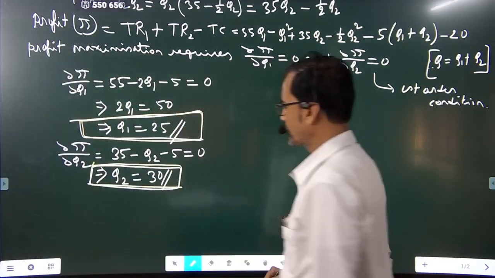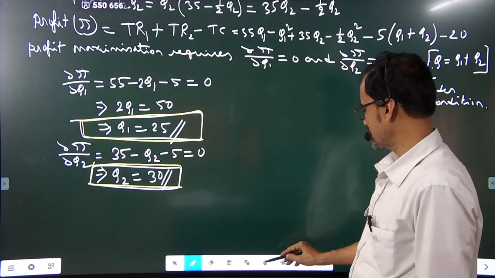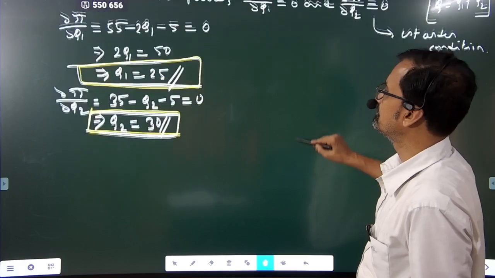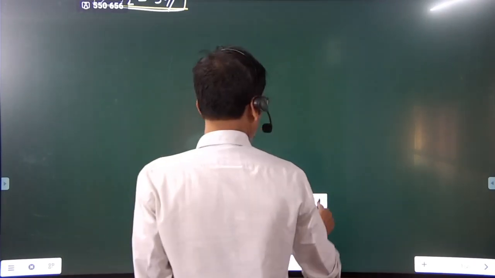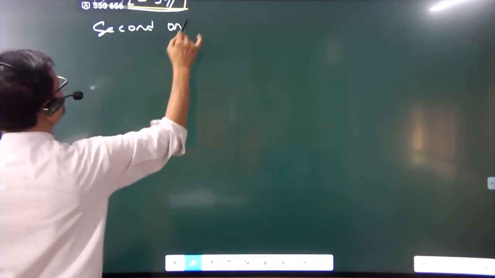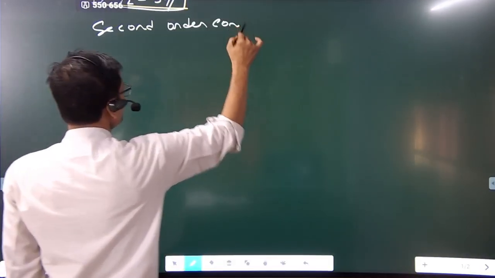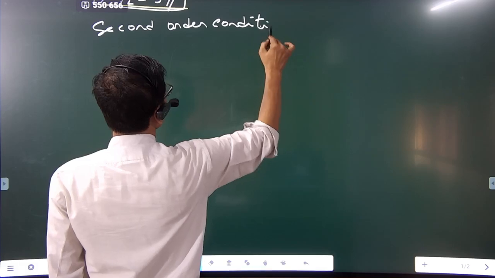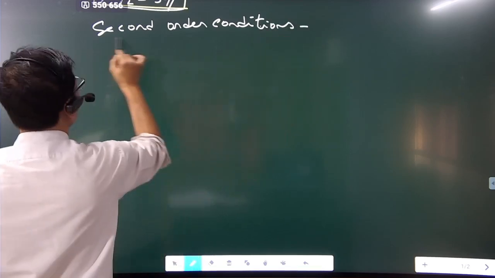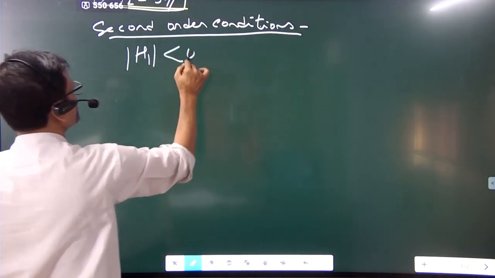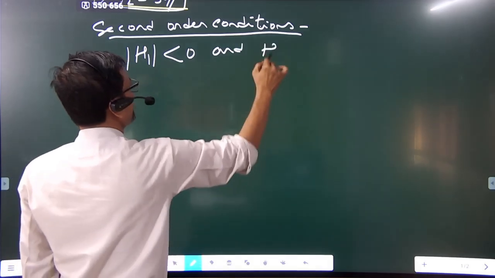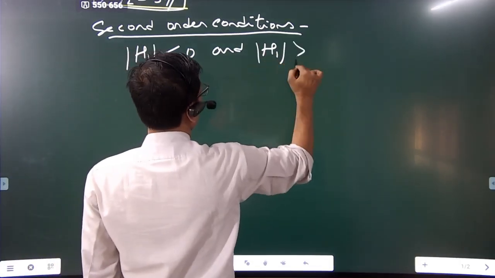Now come to the second order conditions. What are the second order conditions? Second order condition: first Hicksian less than 0 and second Hicksian greater than 0.